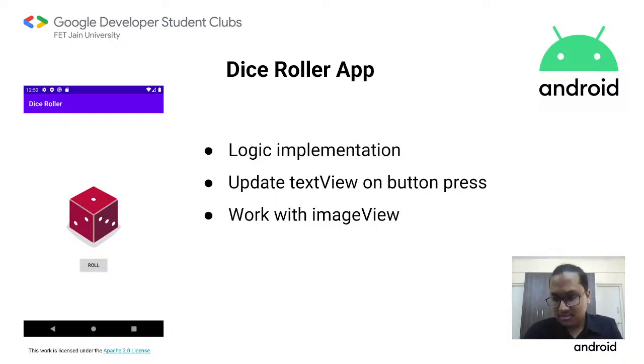So to proceed forward, we're gonna break down the task, right? So first what we are gonna do is we're gonna head out to our Kotlin playground and then make the logic implementation, right? We're gonna write out a logic for our dice, and then next we're gonna make our UI, right? We're gonna place our image, we're gonna place the button, and then we're gonna work with the image view. That is, whenever you press the roll button, the image view should update.